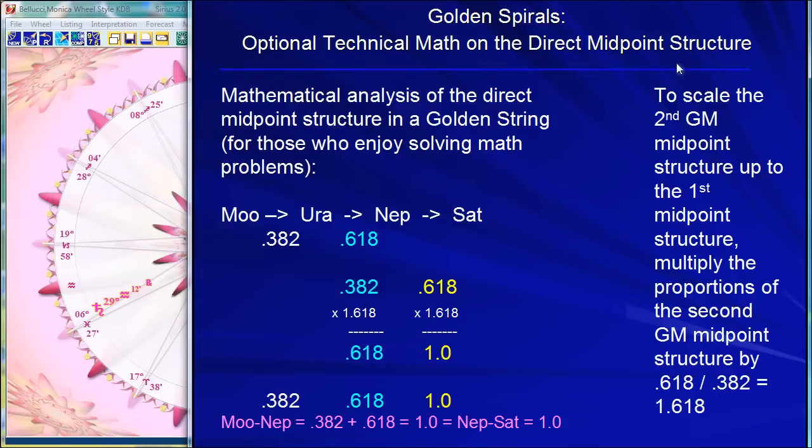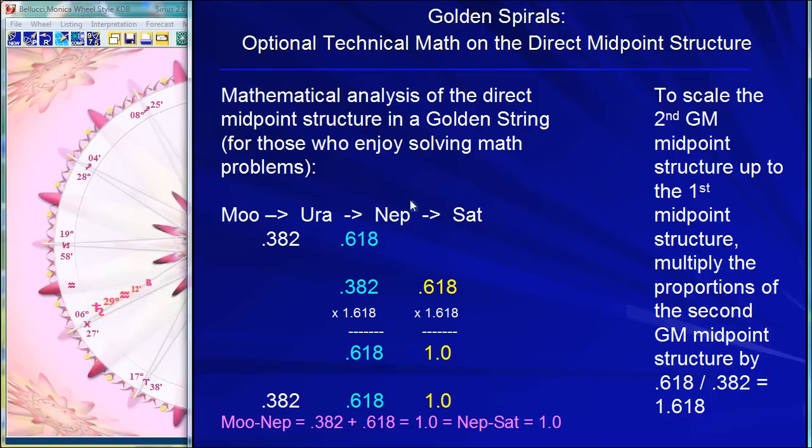Okay, and for those of you who are interested in the math, it's probably very few of you, but if you're wondering how there could be a direct midpoint structure, this shows you the algebra of how you would solve this. Here's one golden mean midpoint structure, the Moon, Uranus, Neptune. Here's the other one, and if you scale this one by multiplying by 1.618 to the other one, you end up with 0.382, 0.618, 1.0. This plus this equals 1.